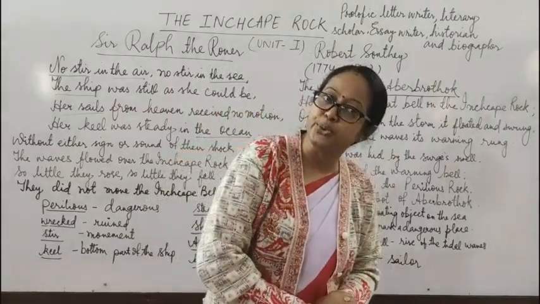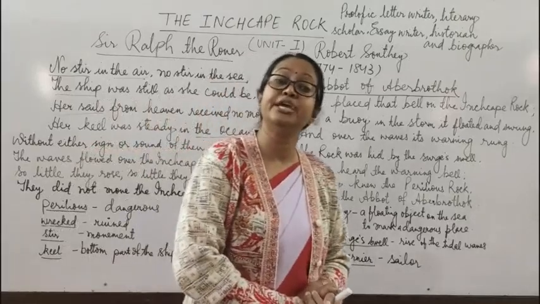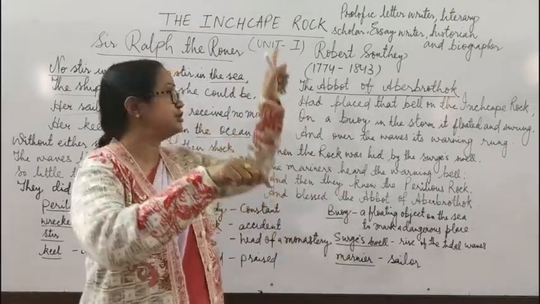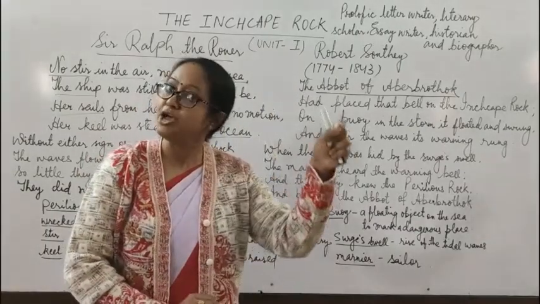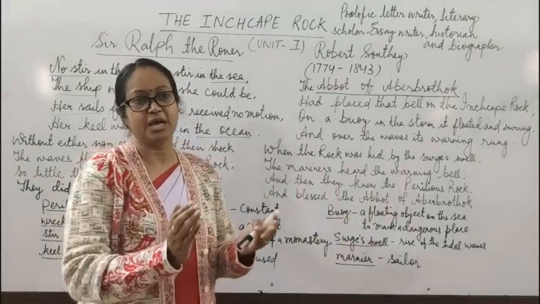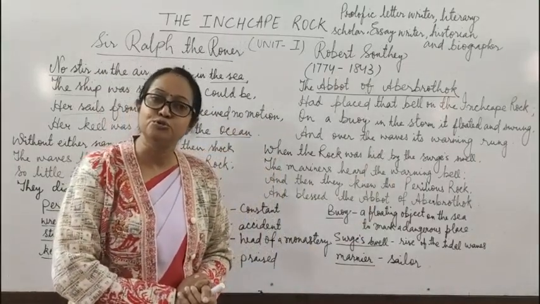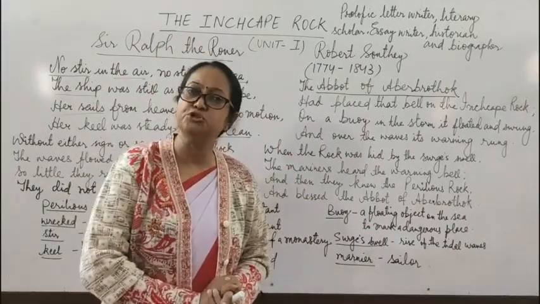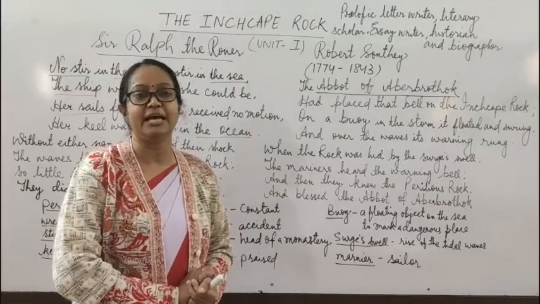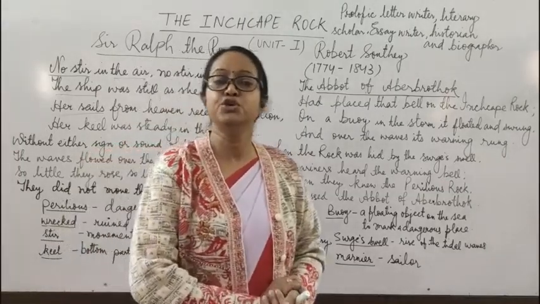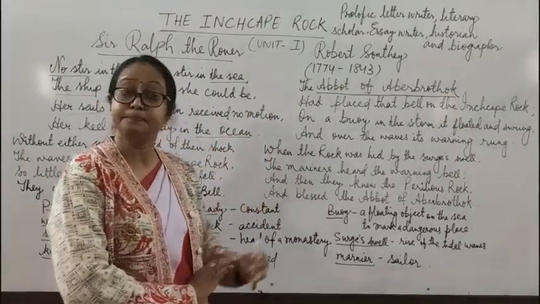and life and property used to get ruined. The abbot of Aberbrothok had done a noble deed of saving life and property, doing good to humanity. He tied a bell onto this Inchcape rock, and that bell was known as an Inchcape bell, as it was tied to the Inchcape rock. And when there used to be high tidal waves and the sea used to be stormy and rough, the mariners or sailors used to immediately trace out by the sound of the bell, which used to be a warning for them. And they used to make out that the dangerous rock is nearby, and they used to save their life and property. And so the sailors used to praise and bless the abbot for doing that noble deed. So with this, we have completed the first unit.